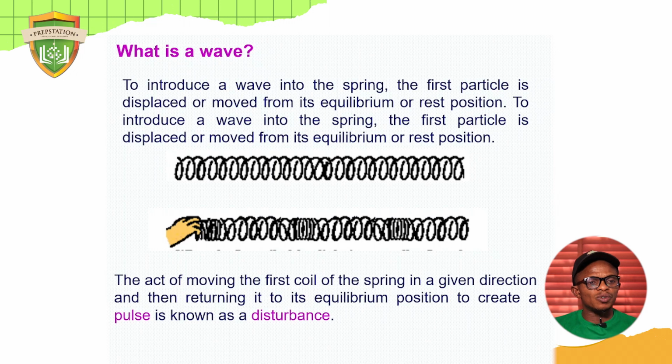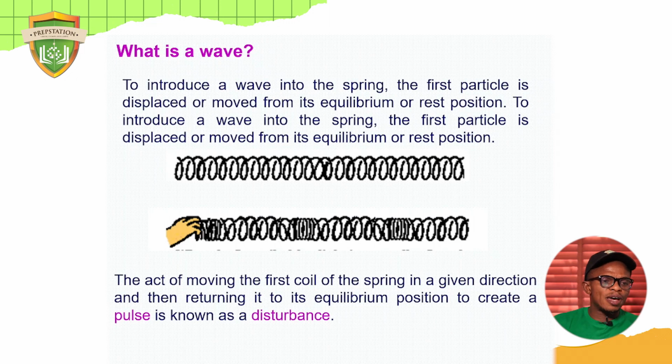Now, to introduce a wave into a spring, the first particle is displaced or moved from its equilibrium or rest position. Now, equilibrium position is when the spring or the object that is about to exhibit wave has not moved. Now, when you displace the first spring, what happened? For example, let's say a rubber band. If you stretch a rubber band and allow it, it comes back. Now, if you have a spring and you draw it or stretch it, what happened? It returns back. So that returning is called the equilibrium position.